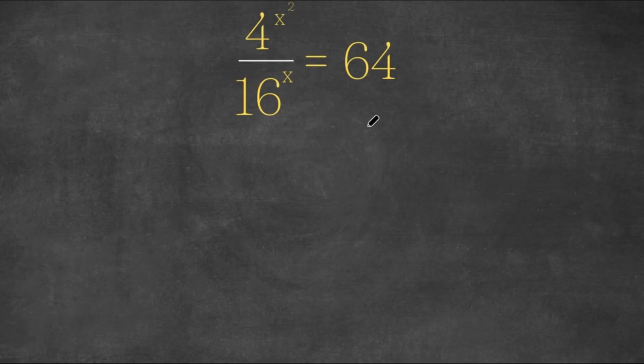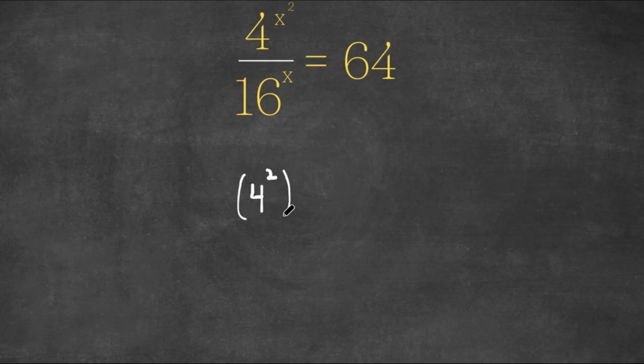In today's video, I'm going to be teaching you guys how to solve this exponential equation. So we have 4 to the power of x squared over 16 to the power of x equals 64. Now, 16 is the same thing as 4 squared. So I'm actually going to replace 16 over here with 4 squared.